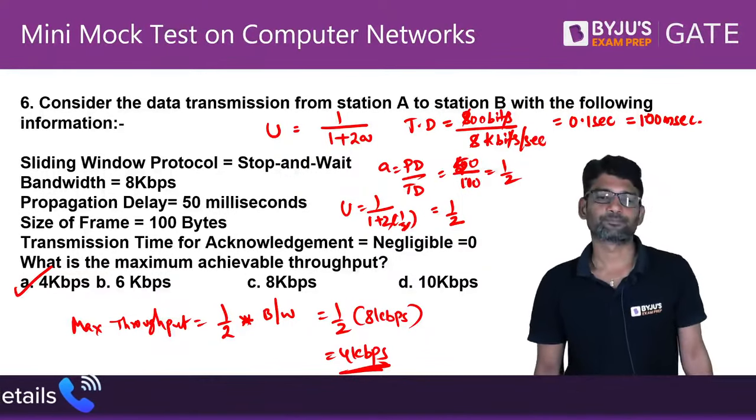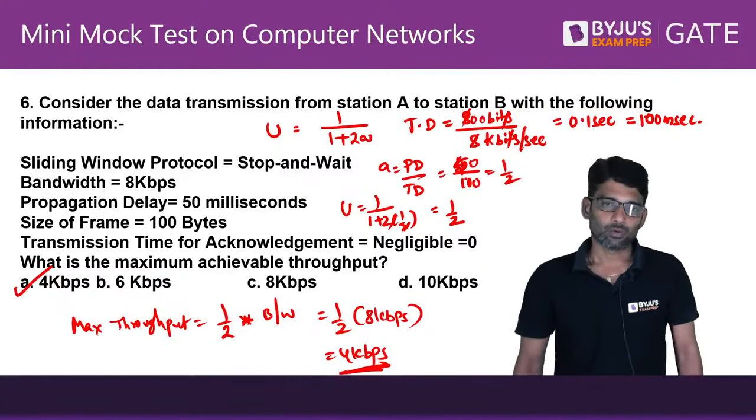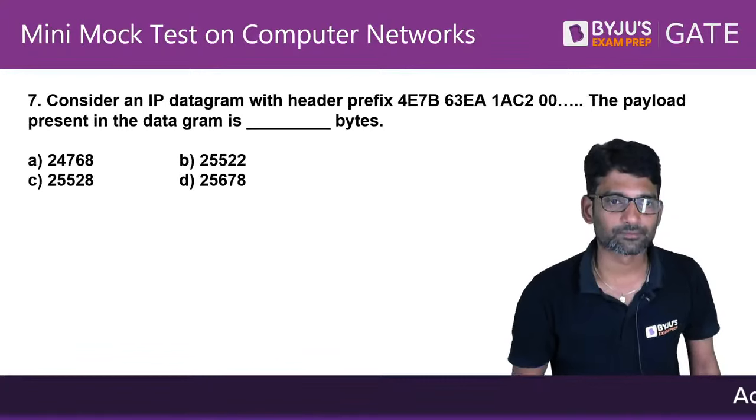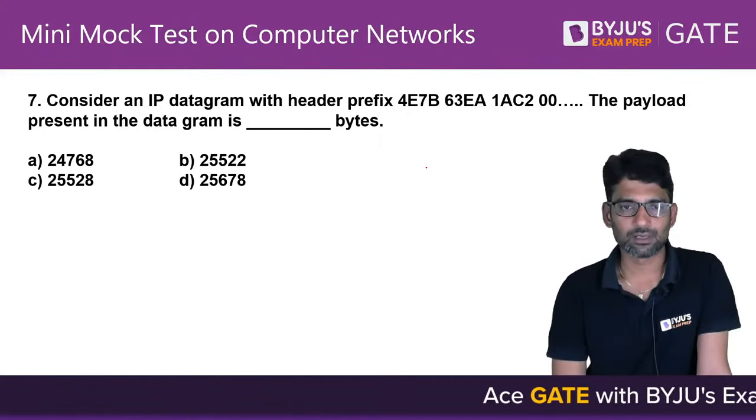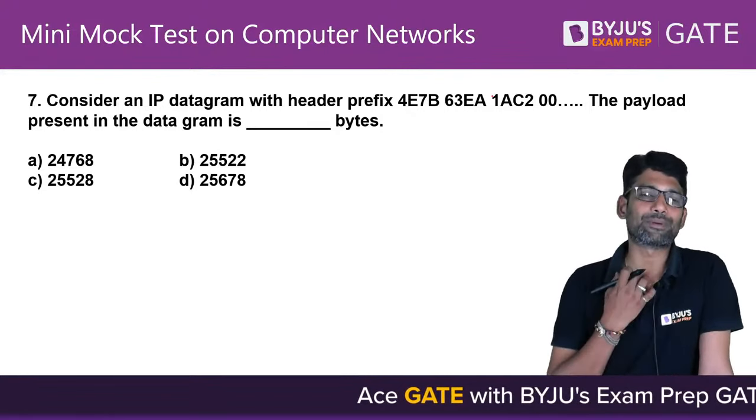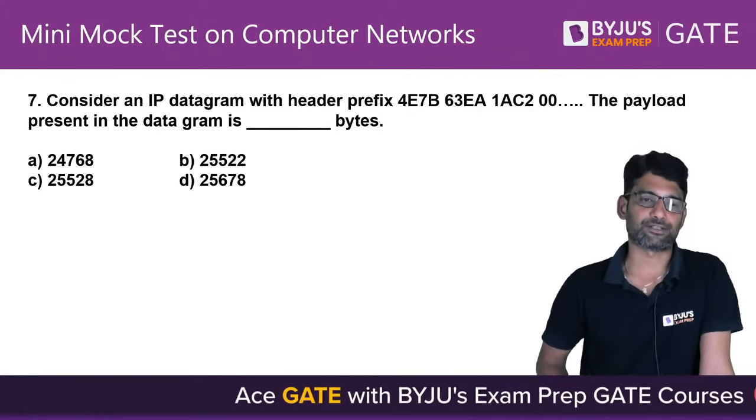Okay. Question number 7. Consider an IP datagram with header prefix so and so. The payload present in the datagram is dash bytes.